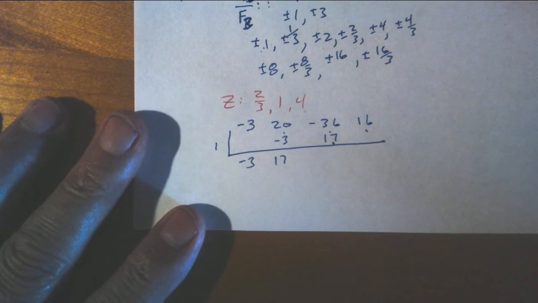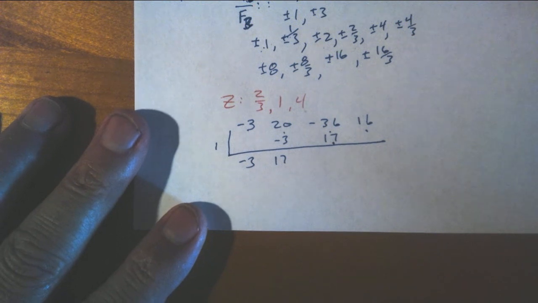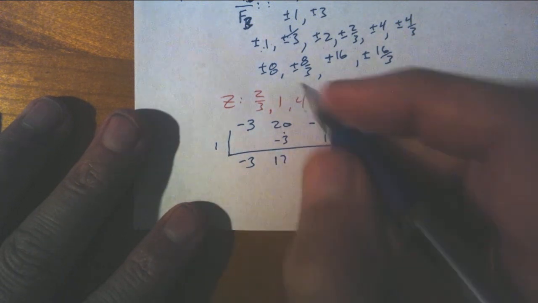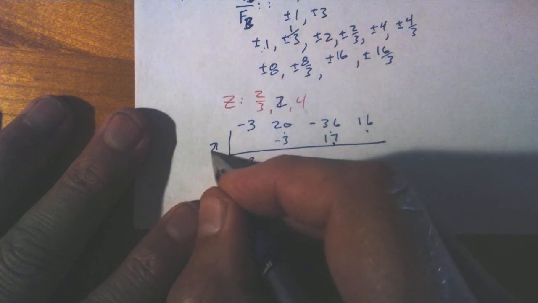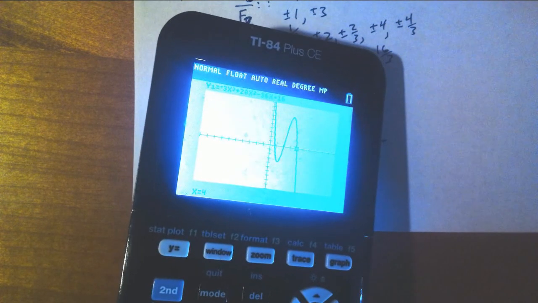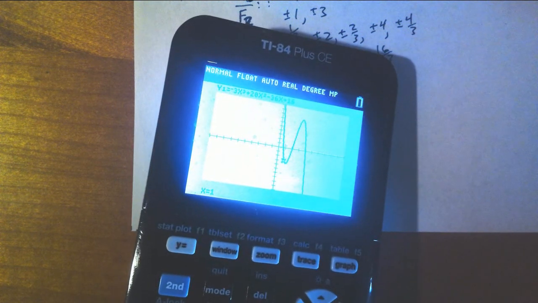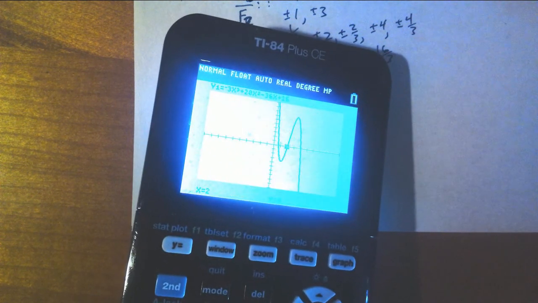We've got 1 over there. 1 was definite. Oh, 1's not a 0. That was 2. That was 2. Glad I caught it. Go back here. It wasn't 1. When I put in 1, I got -3. When I put in 2, I get a 0.